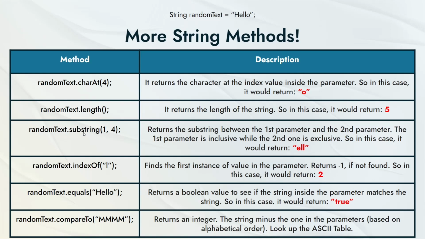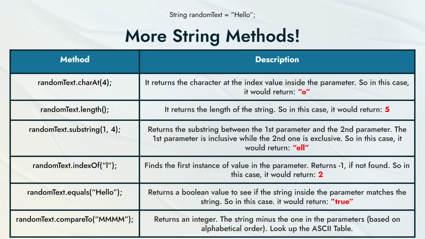So randomText.equals hello returns a boolean value to see if the string inside the parameter matches the string. So in this case it will return true because randomText is hello, and hello.equals hello, they're the exact same. Capitalization matters. They're the exact same, and so it will return the boolean value of true. My bad for putting them into quotation marks. True is not supposed to be in quotation marks, that would be a string. It is a boolean value, so it would just return true without the quotation marks.